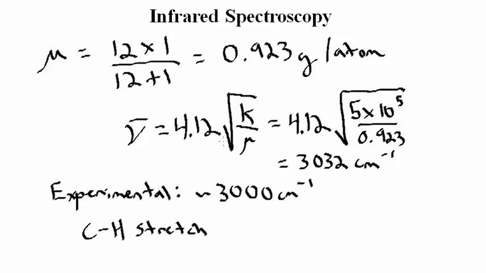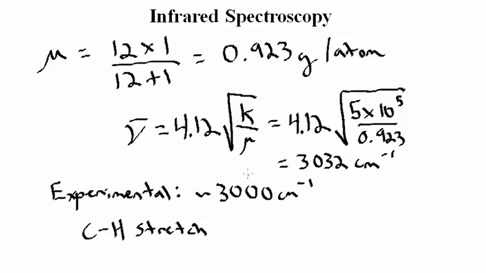Now the experimentally determined value for the CH stretch is about 3,000 wave numbers. Given the simplifying assumptions made in this calculation and the fact that the value of the force constant for a single bond is an average value, the agreement between the calculated value here and the experimental value is remarkably good.